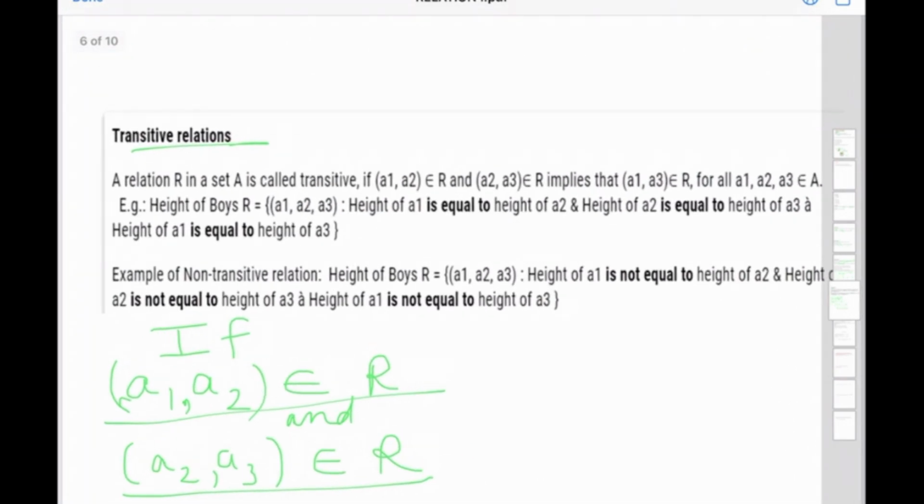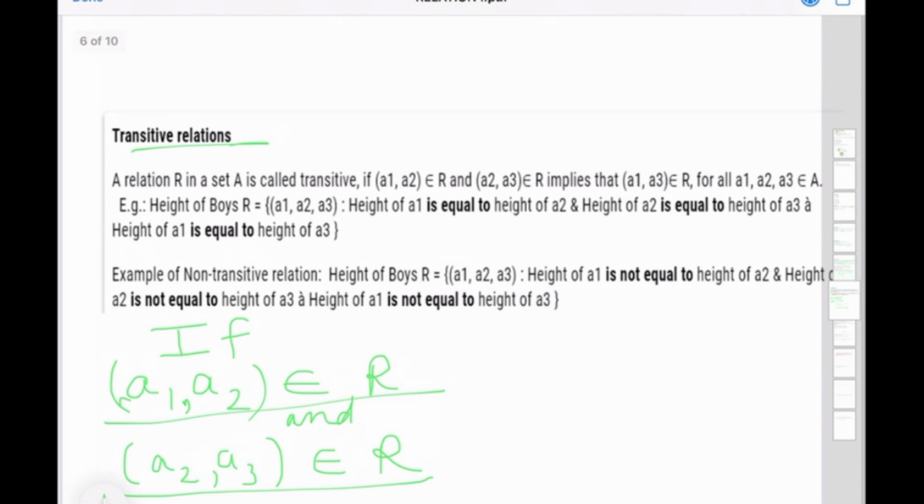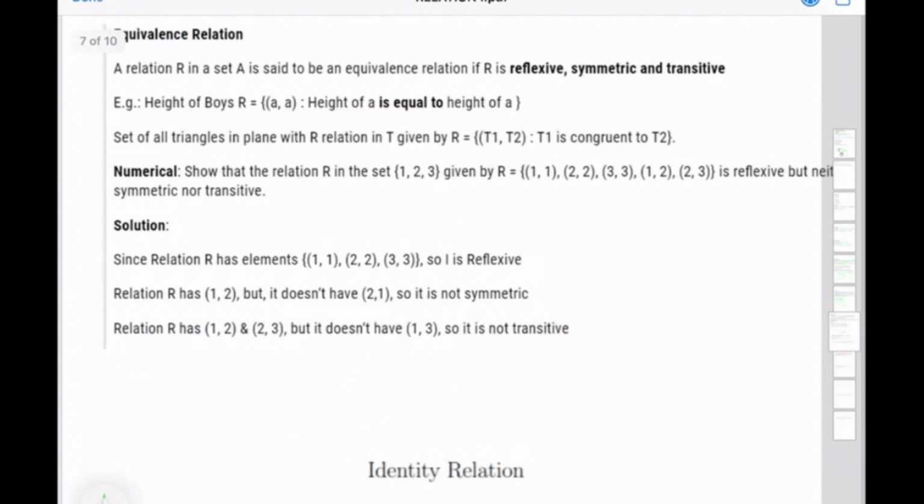And a1, a2, a3 will all belong to that particular set A from which the relation is coming. So here I have taken one example also, that suppose height of boys is R and a1, a2, a3, these are 3. So here a1 is related to a2. The next one is equivalence relation.